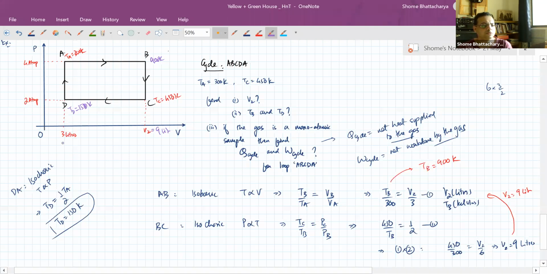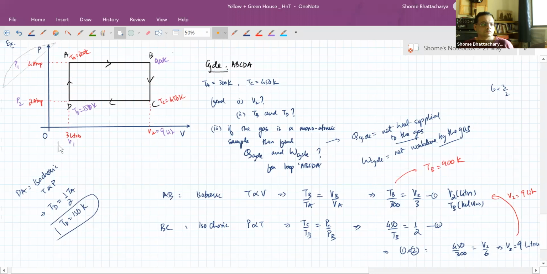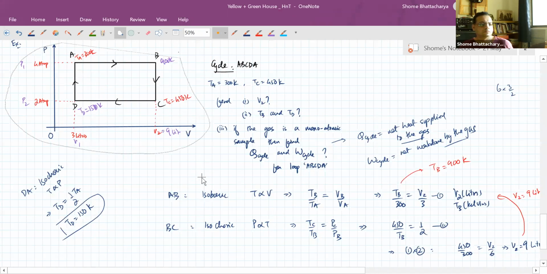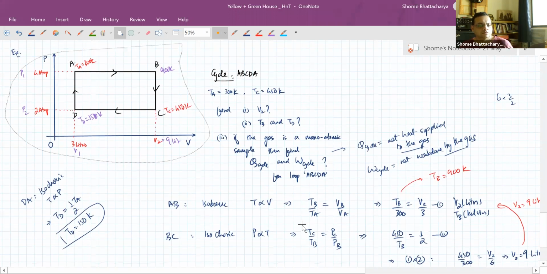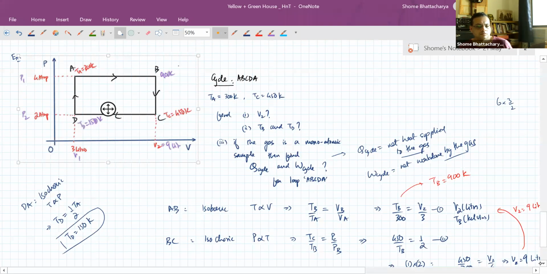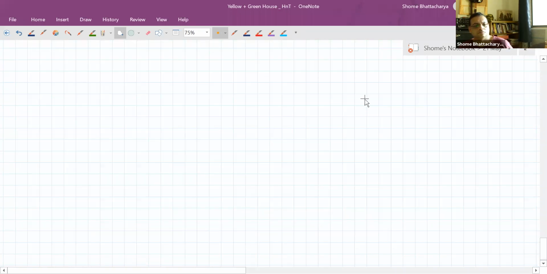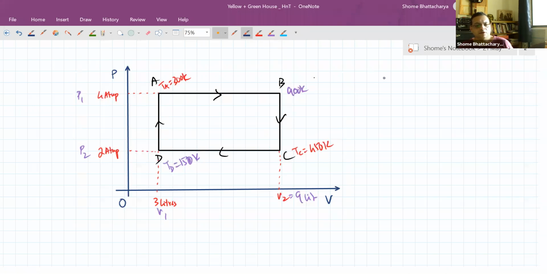Okay, so in our figure, let's also label this volume as V1 and let's label this temperature as T1 and this pressure as P2. So for the second part, Q for the cycle or W for the cycle.